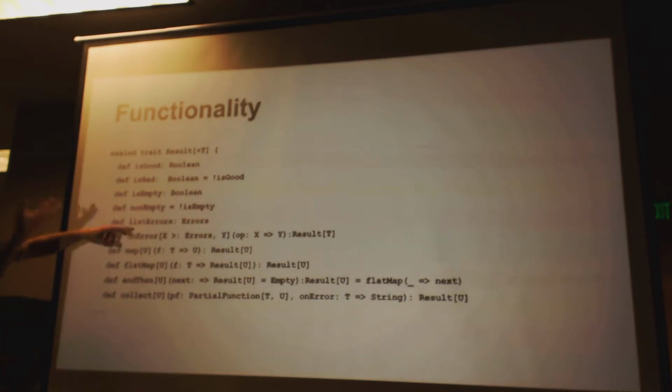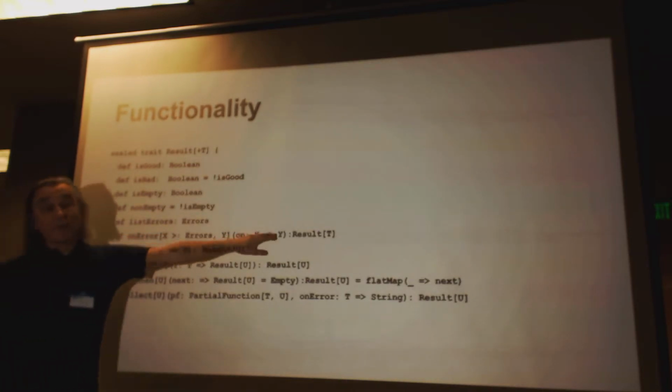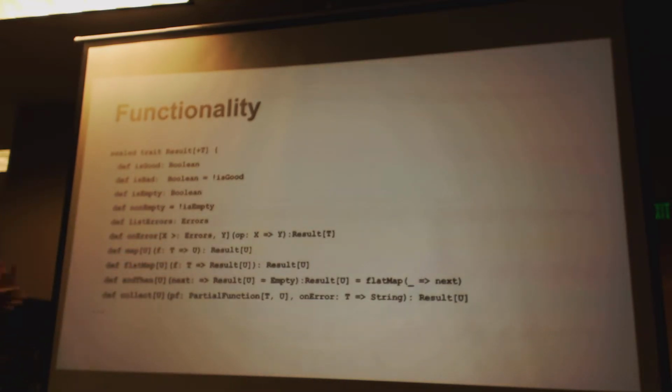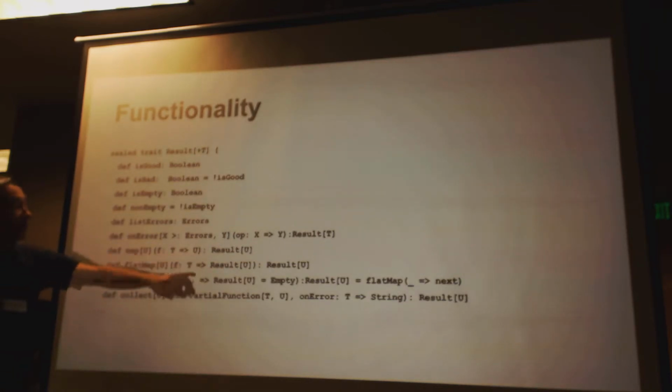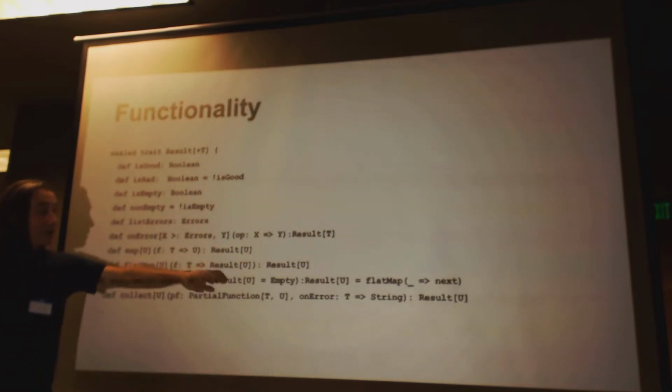Instead of extracting a list of errors and so on, we can do on error and do some operation. So it's continuation passing. Map is already, you saw it, map and flat map. If you do a for comprehension, it's the same thing, right? Doing map or a flat map where we return another result and flatten it.